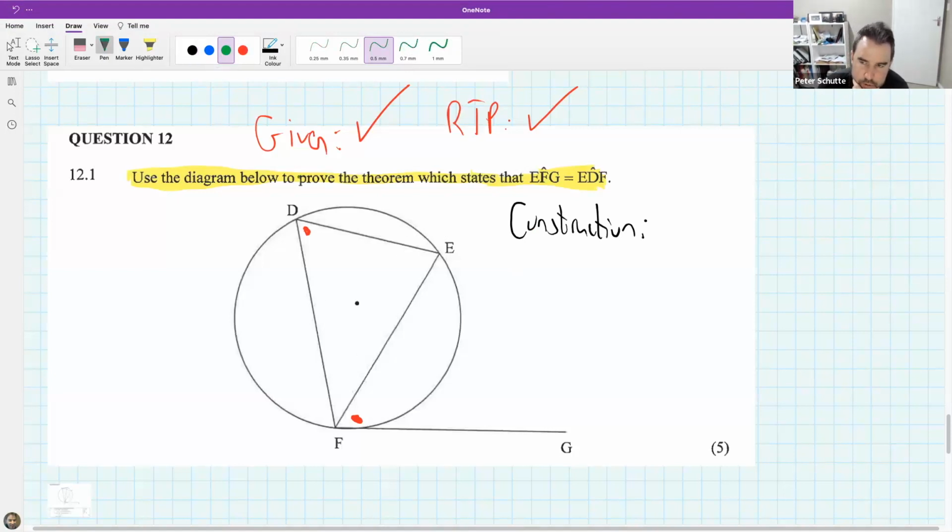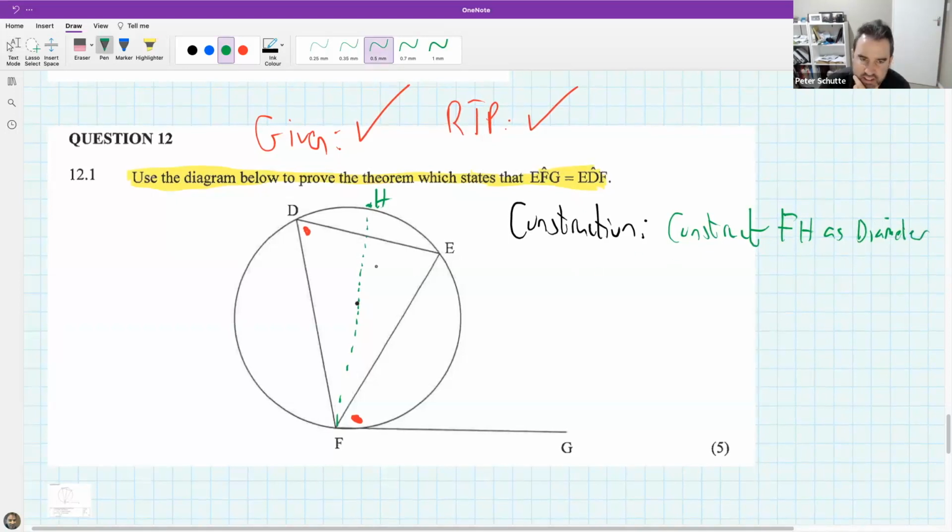Can we remember what was the first part of the constructing? Construct a diameter. So I'm going to go, and I need a point. So you know what? Let me just make it H. So I'm going to say construct FH as diameter. And then what's the next thing? After I've done the diameter, I need to do something else. I need to join H to E. Yes, I like that. Okay, step 1 is complete. The construction, 1-0 to you.